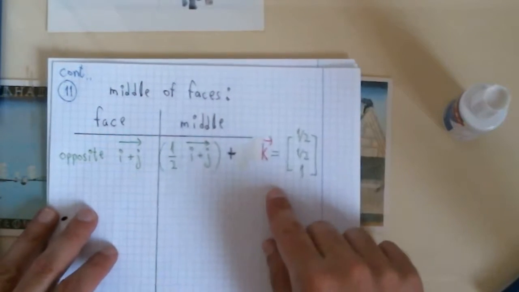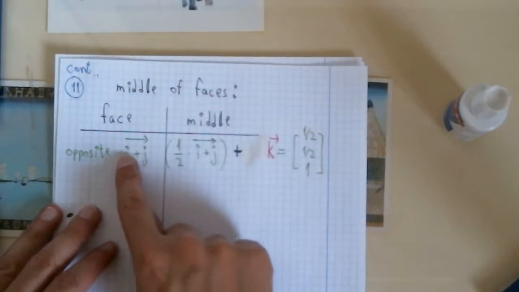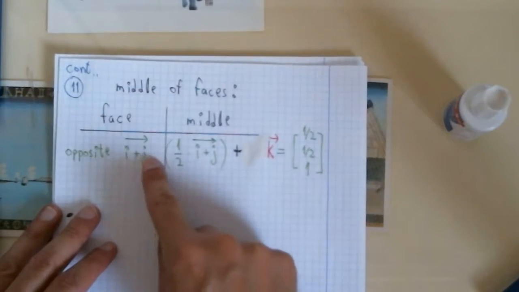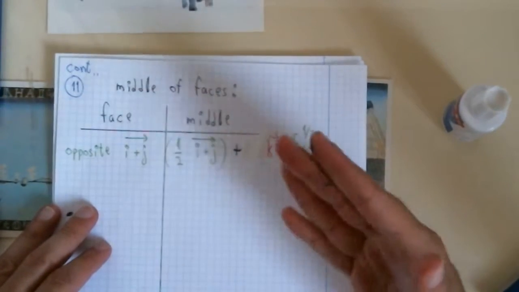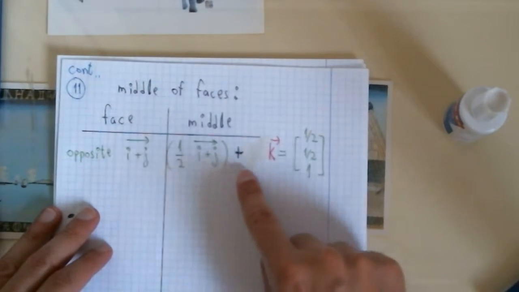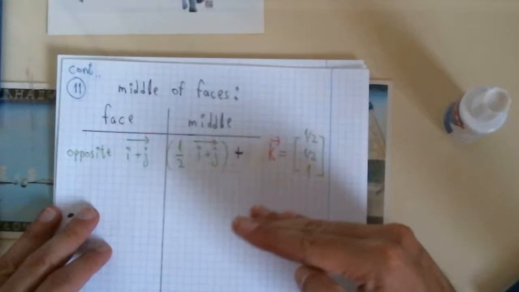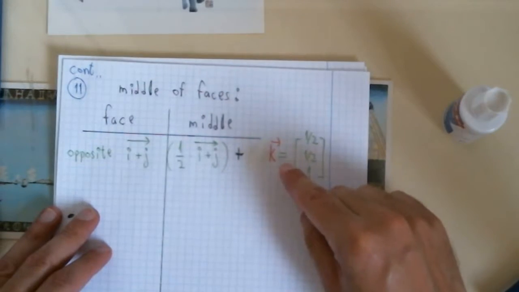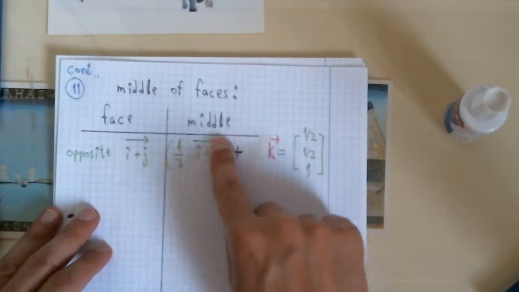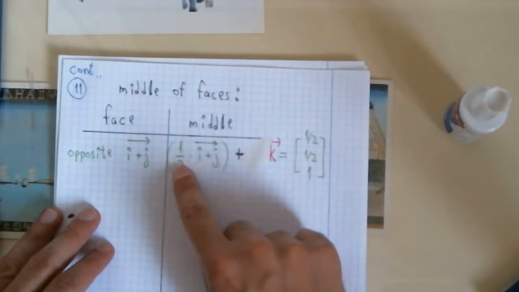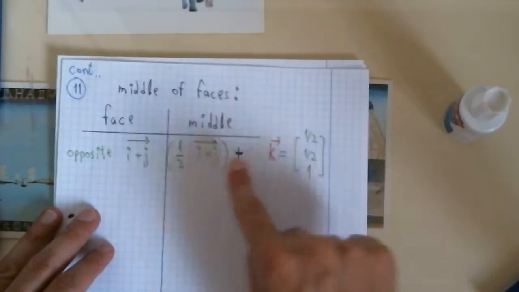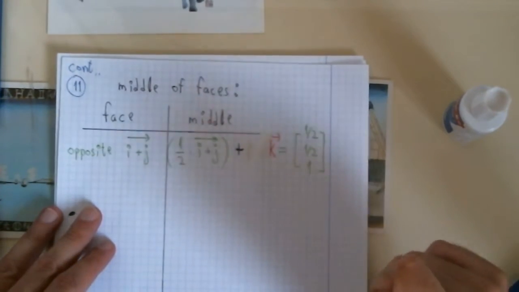This is the middle of the opposite face to the one that we made in light green, which we called i plus j. So opposite of it, there is i plus j going upwards towards k, and the center of i plus j plus a whole k gives us the center of the opposite face.